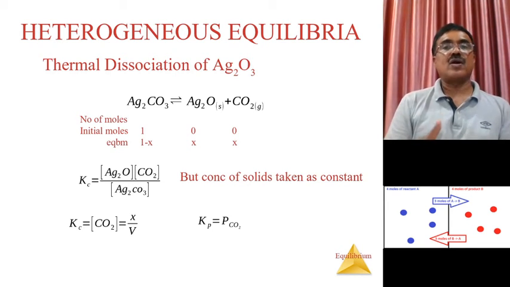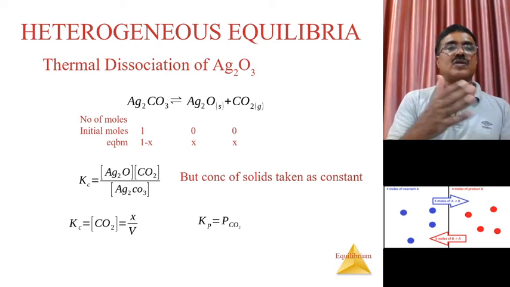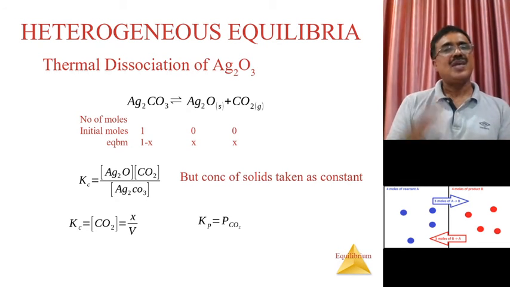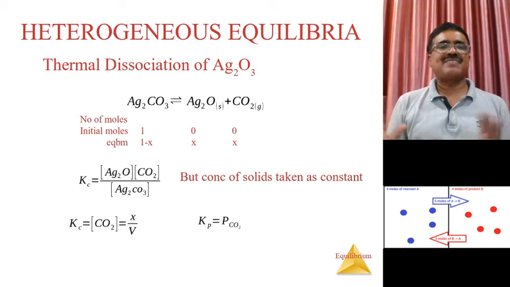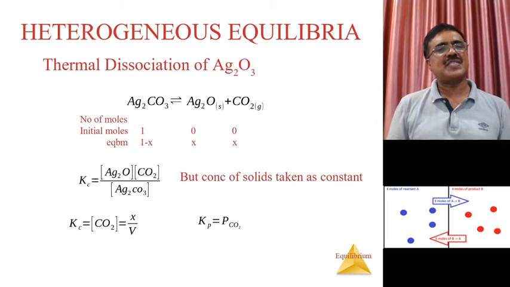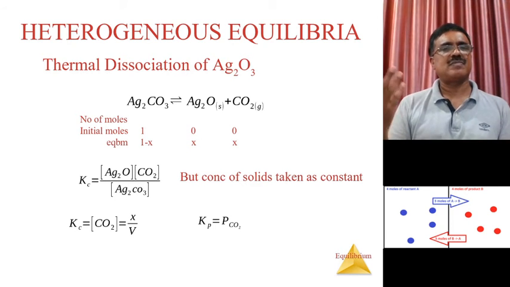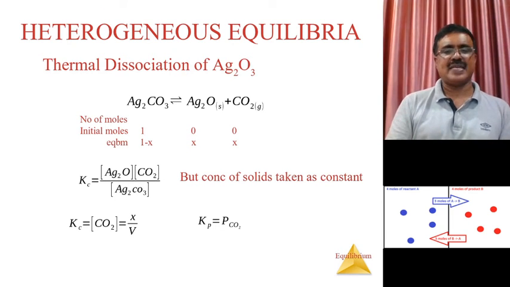Then the equilibrium constant will be the concentration of Ag2O times CO2, divided by the concentration of Ag2CO3. Concentrations of solids in heterogeneous reactions are taken as constants, the reasons for which we do not go into now. So the equilibrium constant will simply be the concentration of CO2 alone, x by V, or in terms of partial pressure, the partial pressure of CO2. That's all.